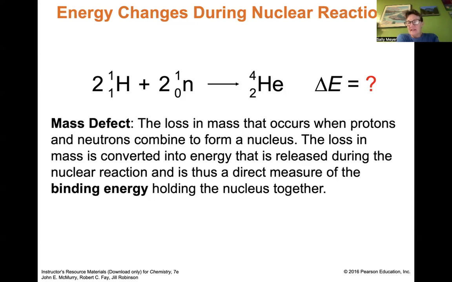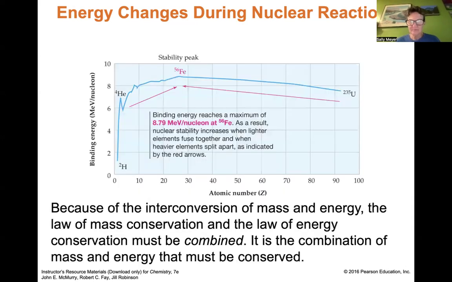So this nucleus must be lower in energy or we wouldn't have it existing in nature. So this must be a process that has a negative delta E. And because it's E equals mc squared, c is the speed of light, and that's a really big number. So that means that very small losses of mass can result in huge losses of energy.